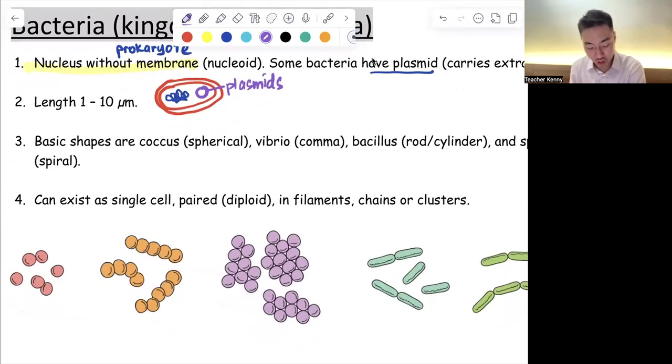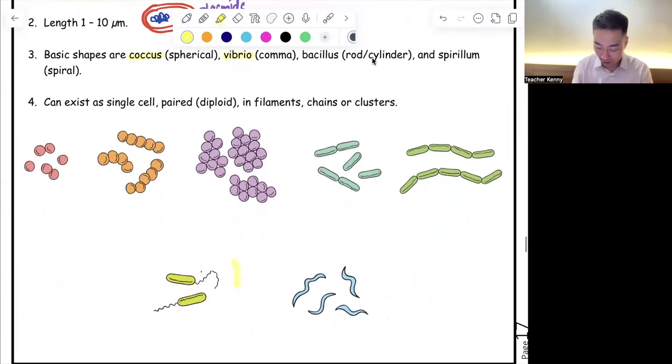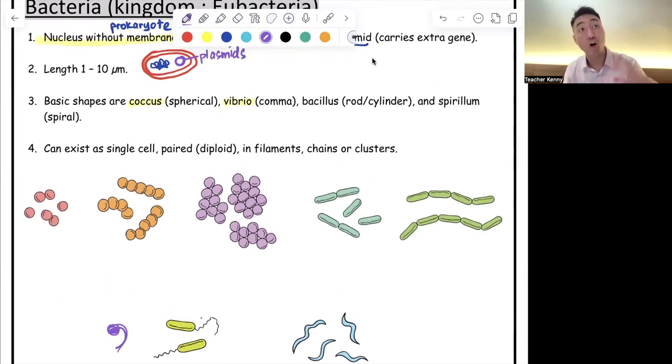Basic shapes. Bacteria, we group them and name them based on their shapes. If they are spherical, we call them coccus: pneumococcus, staphylococcus. When you say coccus, in the microbiome world you know it's circular. Then you have vibrio, comma shape. Like, teacher, this looks more like a sperm than a comma. With a head and a tail. So when you say Vibrio cholerae, which causes the disease cholera, you know the bacteria is this shape.